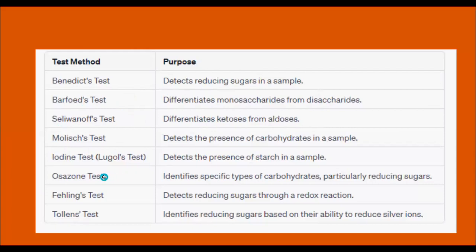Osazone is the most specific type of test, with which you can clearly identify the type of carbohydrate. Fehling's test, again reducing sugars. Tollens' test, again reducing sugars. Mainly aldoses.